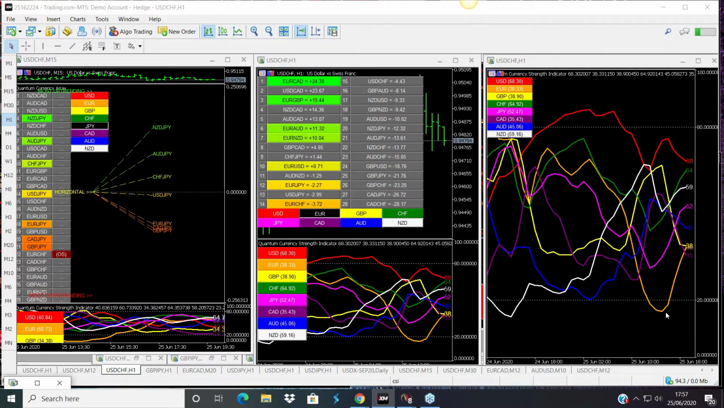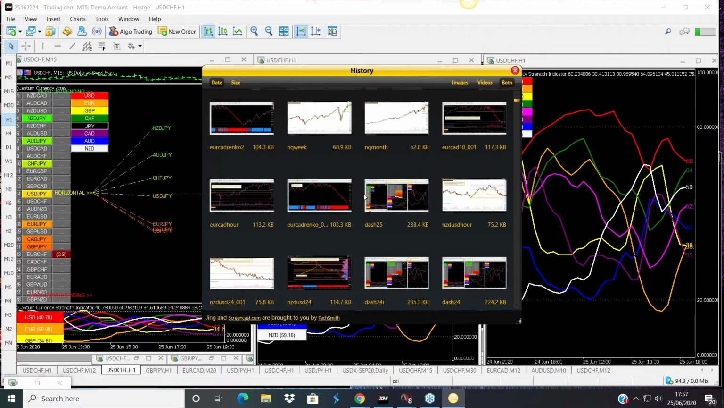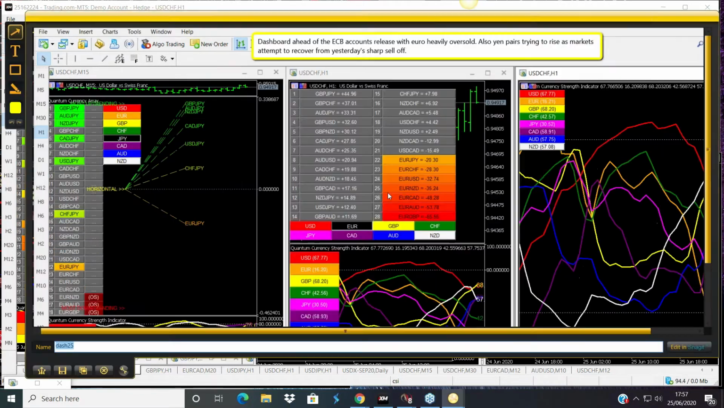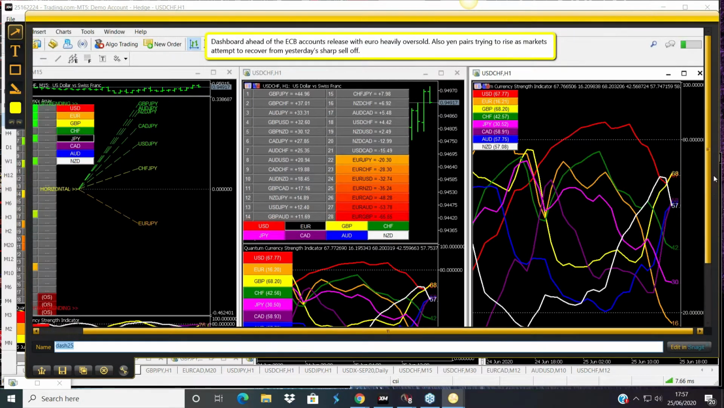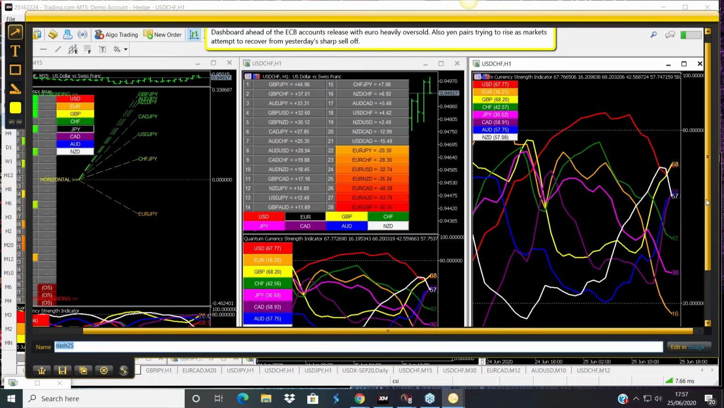In fact, I have a screenshot of all the euro pairs this morning. This is the dashboard this morning, as we can see here. This is actually part of a post that I did on my forex trading page. And all the euro pairs have been selling off really heavily. It was the Euro CAD that I was particularly interested in.